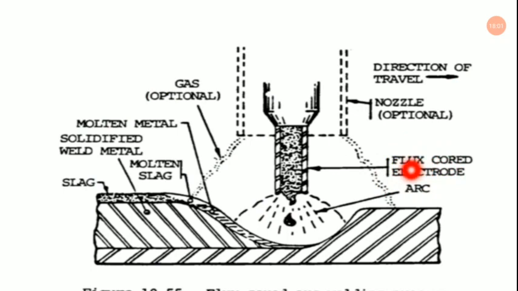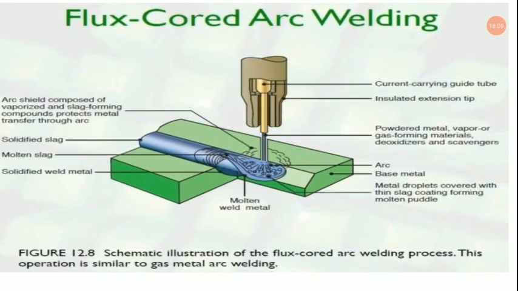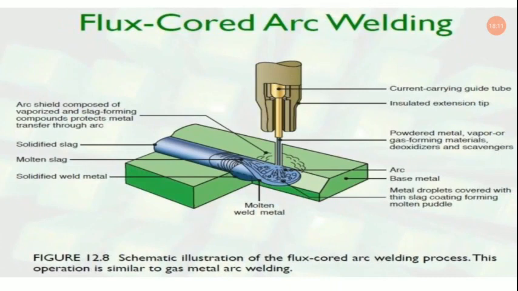This is a flux coated electrode, as you can see. This is a nozzle, this is the direction of travel, and everything remains the same as we have already discussed in MIG and TIG as well. So here is another picture for your ready knowledge, you can take a screenshot of this one, or you can write it somewhere. It is a colorful 3D picture, as you can see over here. This is the molten metal, this is the arc, this is the base metal, these metal droplets are covered with a thin slag coating forming a molten puddle as well. Now powdered metal, as you can see, is coming out of this nozzle, and vapor or gas forming materials as well.